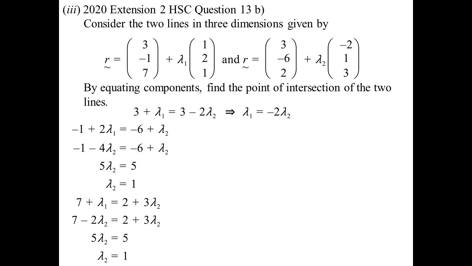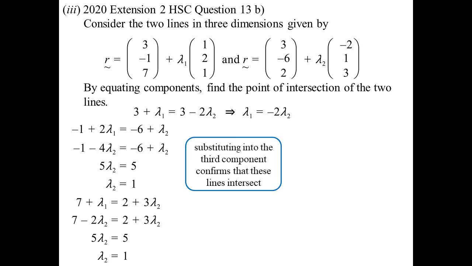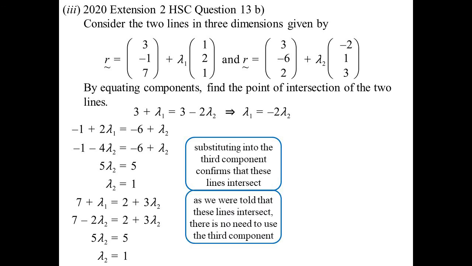So it really depends on the question. They've told me that these lines meet. See, that's the other interesting thing with 3 dimensions. You can have 2 lines that are not parallel, but they may not meet, because you're dealing in 3 dimensions. Okay? So had they not told me that they actually meet, then I would have had to check and make sure lambda 2 came out to be the same thing for all of them. But in this case, I actually didn't need to. So substituting into the third one confirmed that yes, indeed, these lines do intersect. For this question, we were told the lines intersect, so actually I didn't need to do the third one. So lambda 2 is equal to 1.